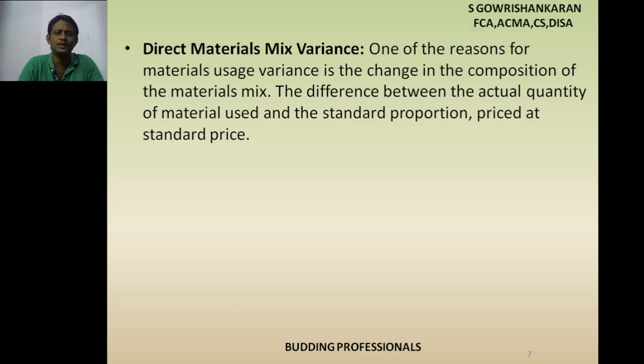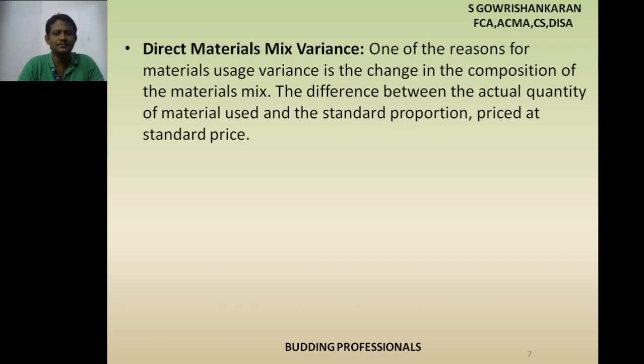When will the mix come? Say for example, for producing product A you are using 3 types of raw material: X, Y, Z. Then this mix will come. Direct material mix variances. How will it come, sir? How do we identify that? All those things I will explain while working out the problems.